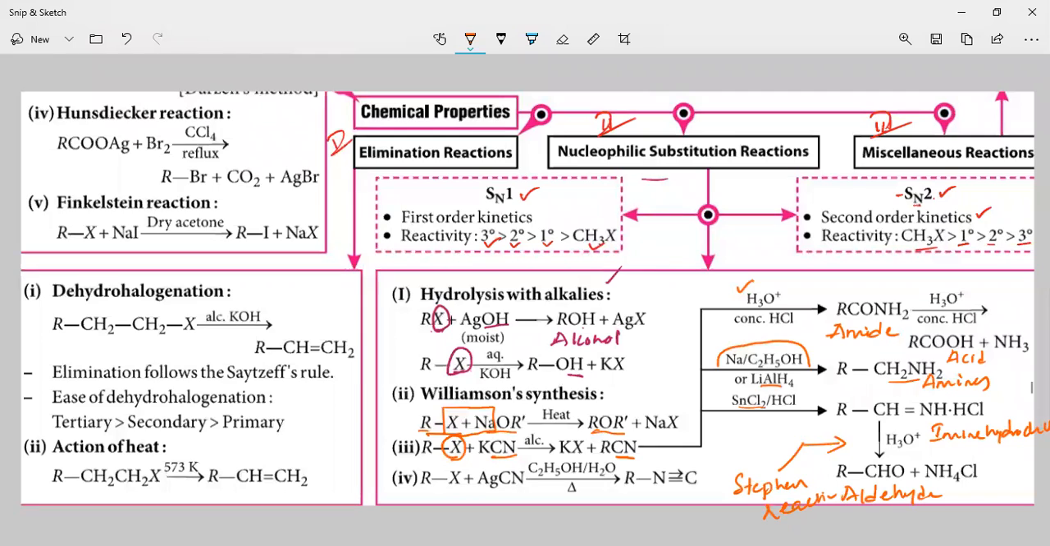Next, alkyl halide upon treatment with alcoholic AgCN. So what happens here? The halogen and Ag are eliminated, and CN will be joined with the alkyl group, whereby you are going to get isocyanate. You are going to get a compound called isocyanate, right?